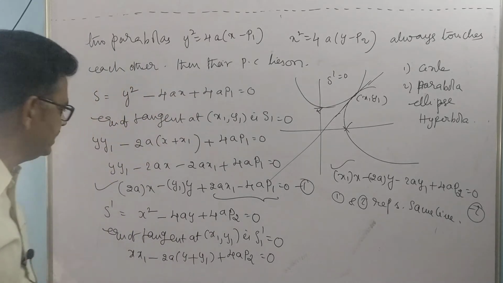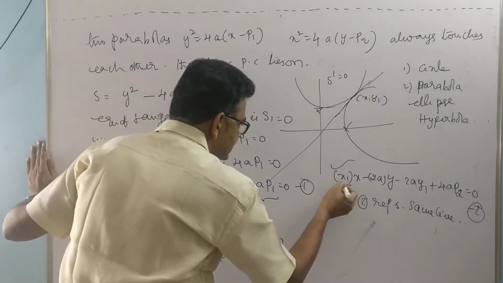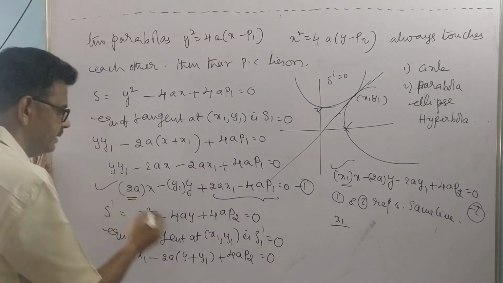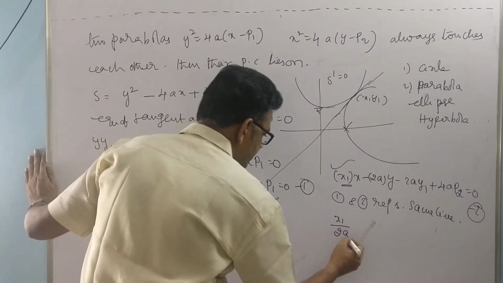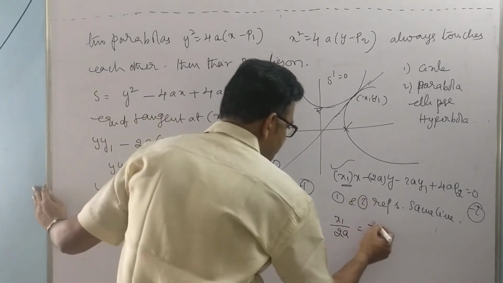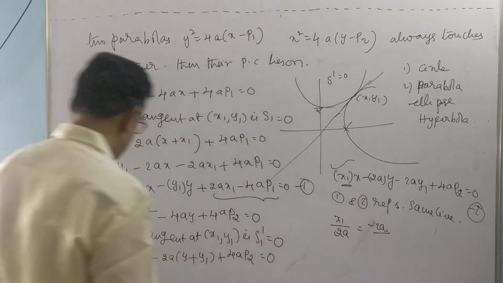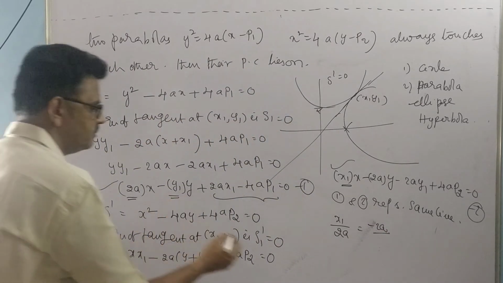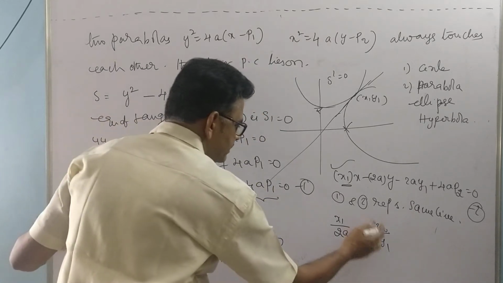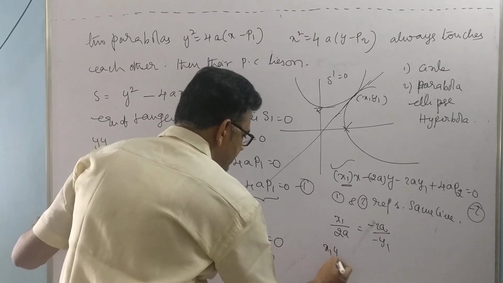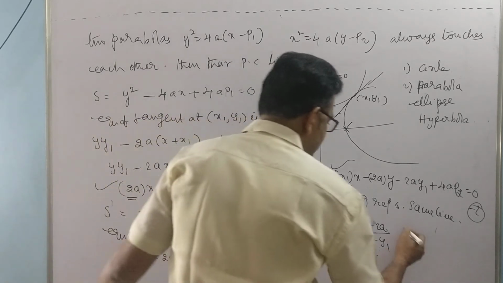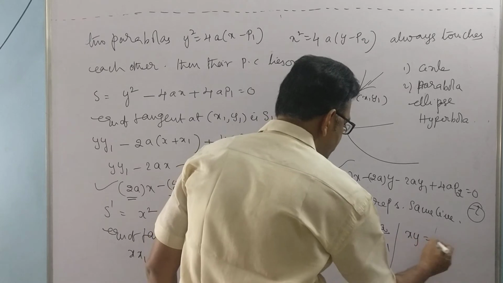Now you are comparing their coefficients. Here the x coefficient is x1 by 2a is equal to, here the y coefficient is minus 2a by, here the y coefficient is minus y1. So minus minus cancel, cross multiplication, x1 y1 equals 4a square. Therefore the locus is xy equal to 4a square.